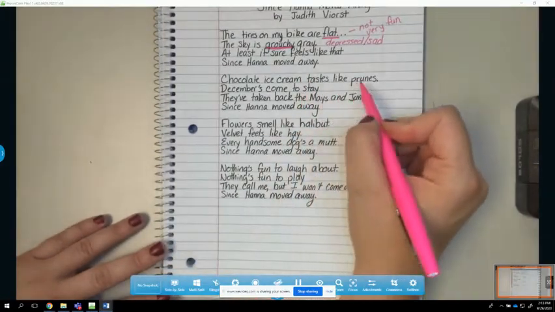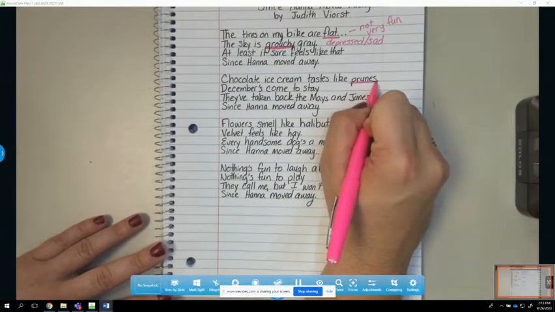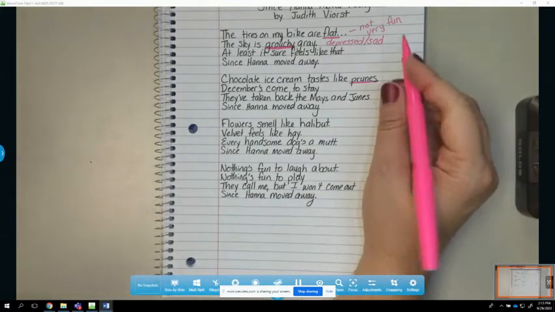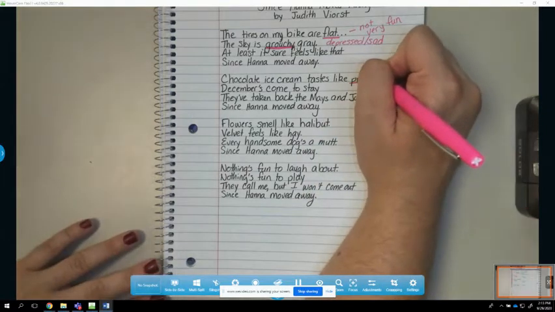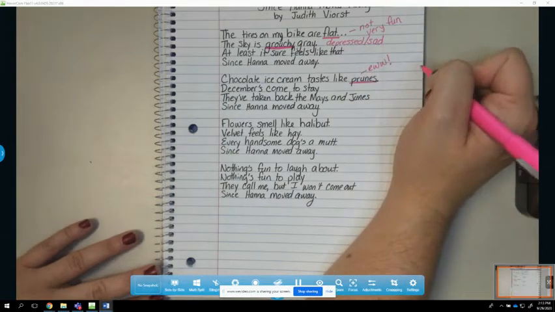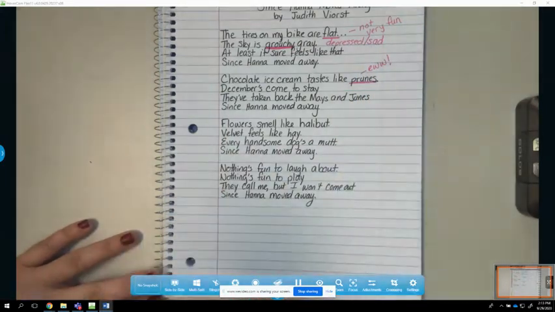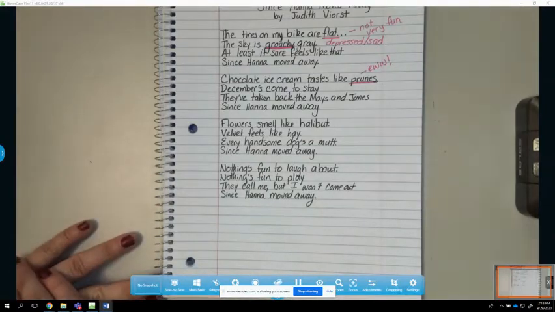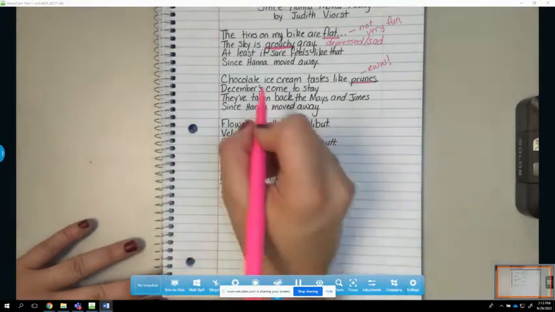Chocolate ice cream tastes like prunes. I don't know if you guys have ever eaten prunes, but I prefer chocolate ice cream. And if the chocolate ice cream tastes like prunes, that's kind of gross. It's ew. That means that it's not very good. It's not the good tasting chocolate ice cream.